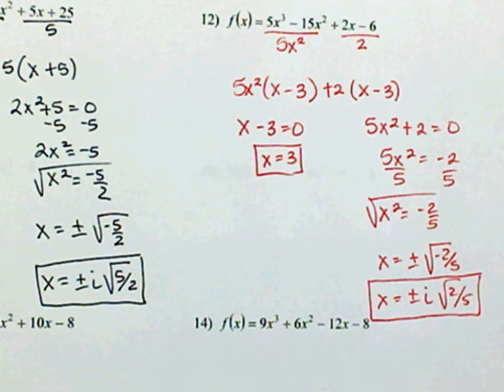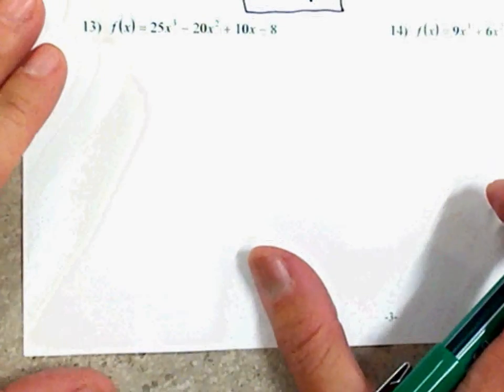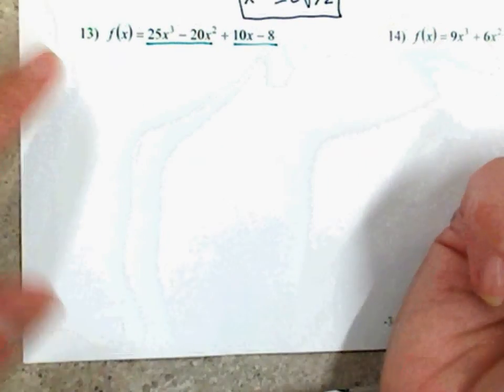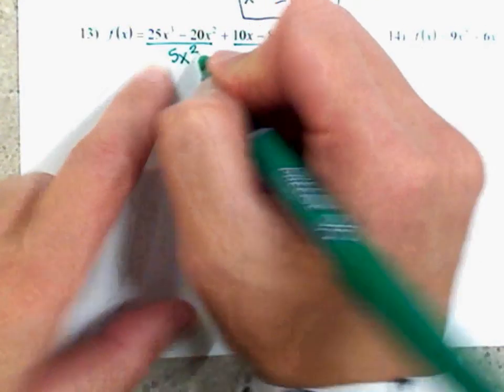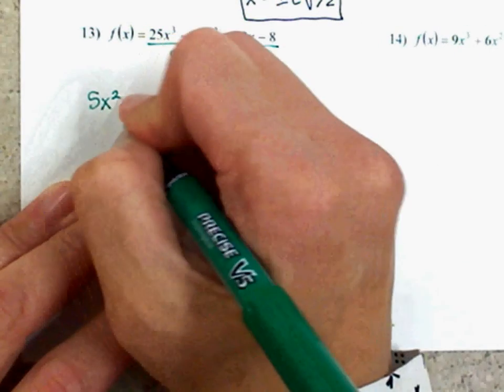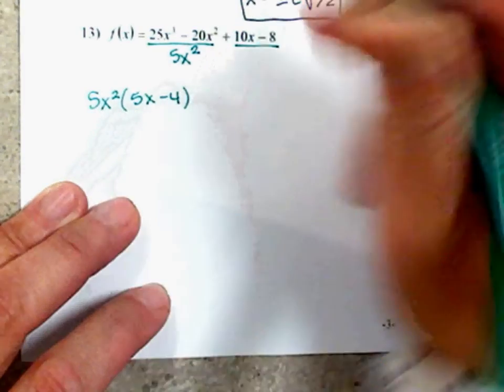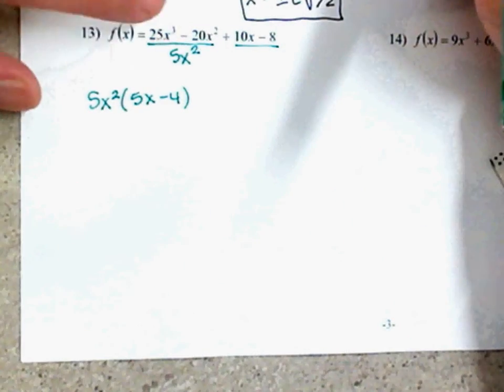Alrighty. Number 13. Okay, let's look at number 13. Group the first two, group the last two. What do these two have in common? 5x squared. I'm going to factor out 5x squared, and when I do, I have 5x minus 4. 25 divided by 5 is 5. Negative 20 divided by 5 is negative 4.